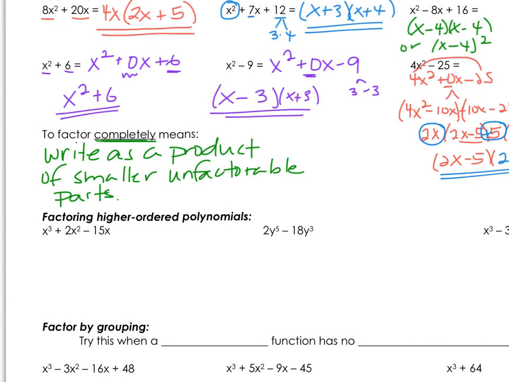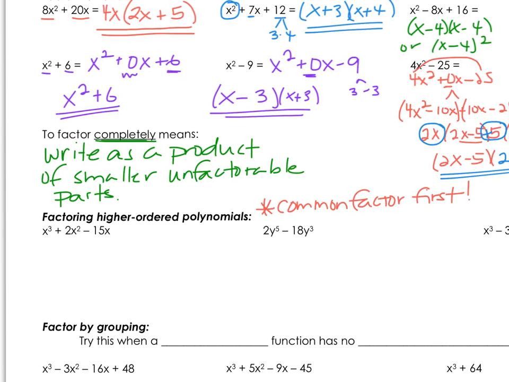Factoring higher ordered polynomials. We're always going to want to start off by looking for a common factor. So let's kind of add that in. Just write common factor first. Sometimes we have them and sometimes we don't. We just have to check. All right, let's take a look.